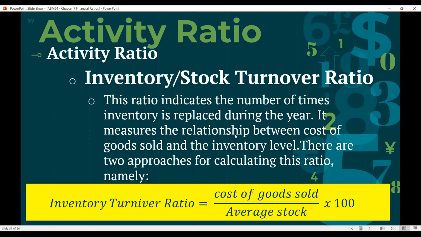So it measures the relationship between cost of goods sold and the inventory level. There are two approaches for calculating this ratio. So naay duha ka approach, we need to know the relationship between sa imong cost of goods sold and the stocks that is available sa imong inventory. So the first one, inventory turnover ratio would be calculated as COGS or cost of goods sold over the average stock multiplied by 100. So that's how you'll get the inventory turnover ratio.